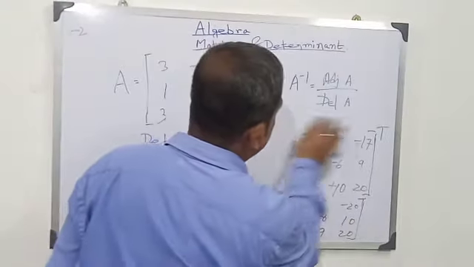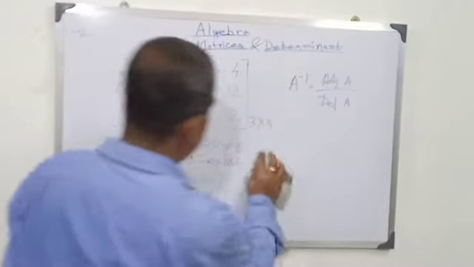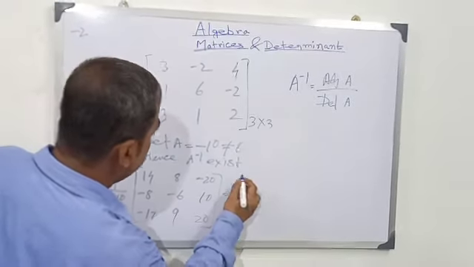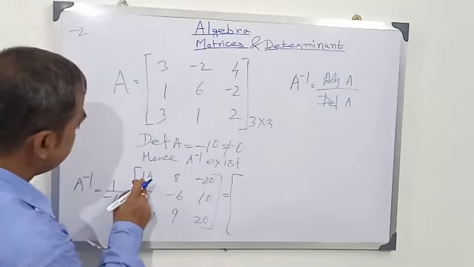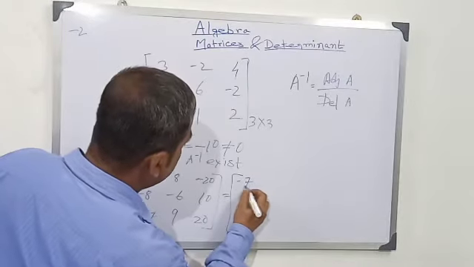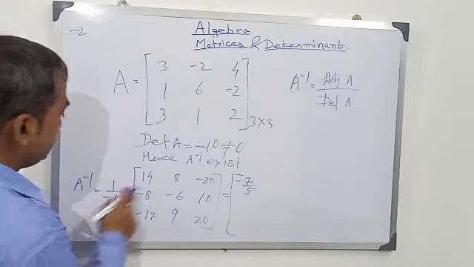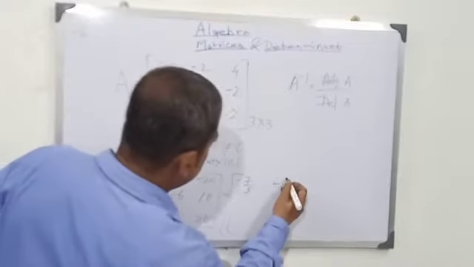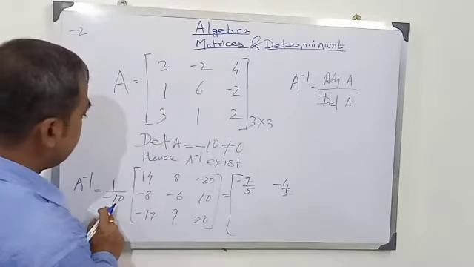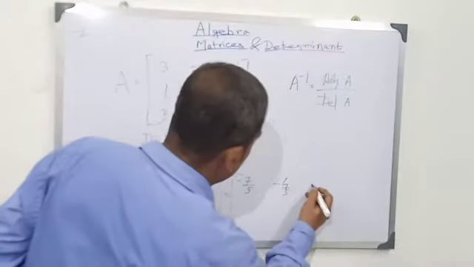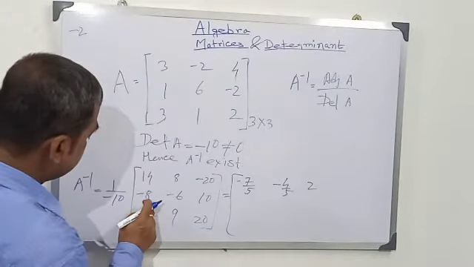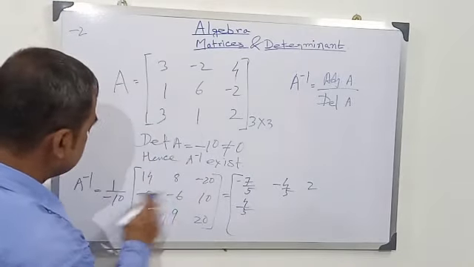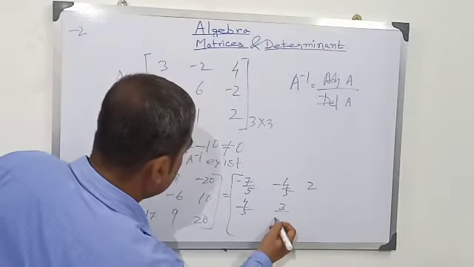Now we can find out, because of less space I have to remove this. A inverse is coming as a matrix: minus 14 by 10, that is minus 7 by 5. Then each element is to be multiplied. So minus 8 by 10, that is minus 4 by 5. Minus 20 by 10, that is minus 2 only. Minus 8 by minus 10, that is 4 by 5 only. Minus 6 by 10, that is 3 by 5.